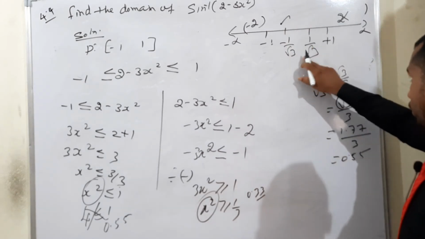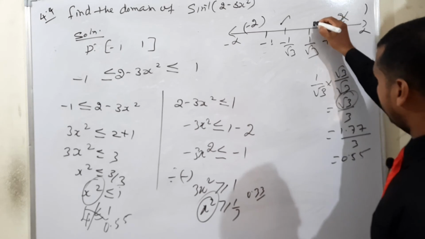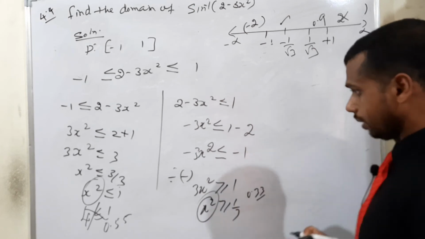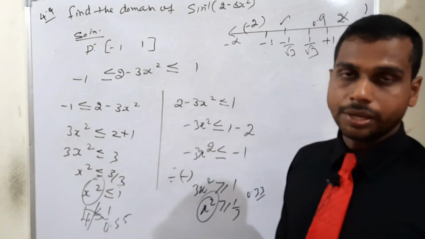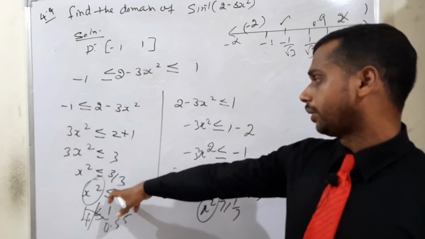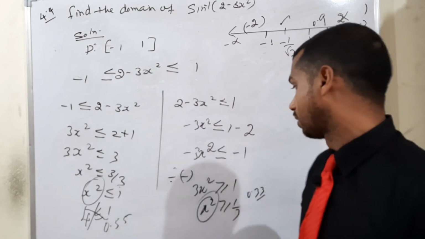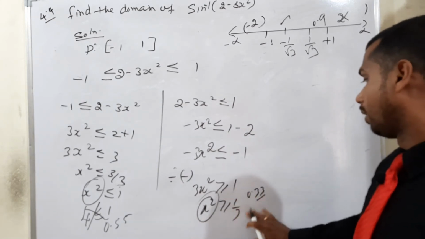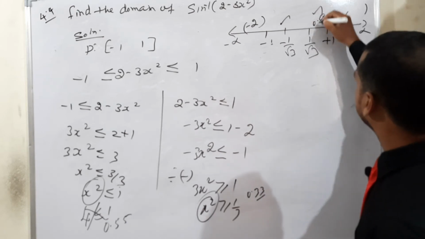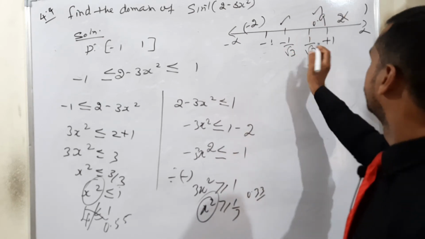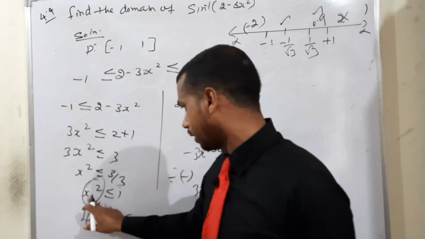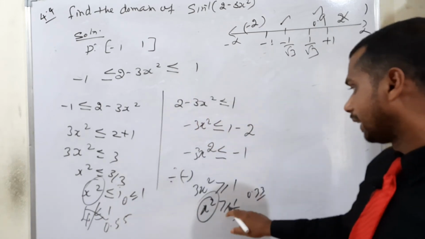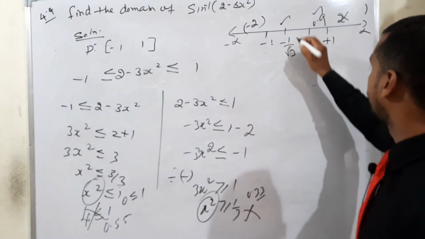In between 1 by root 3 and positive 1, I will consider 0.9. What will happen? 0.9 the whole square means 0.81, isn't it? 0.81 compared with 1 is a possible case. Here 1 by 3 is 0.33, and 0.81 is definitely greater than 0.33. So 0.9 is also possible. Now 0, what will happen? Consider 0: the first case is clear, 0 less than or equal to 1, but the second case, 0 greater than 0.33, is definitely not possible. So 0 is also not possible.